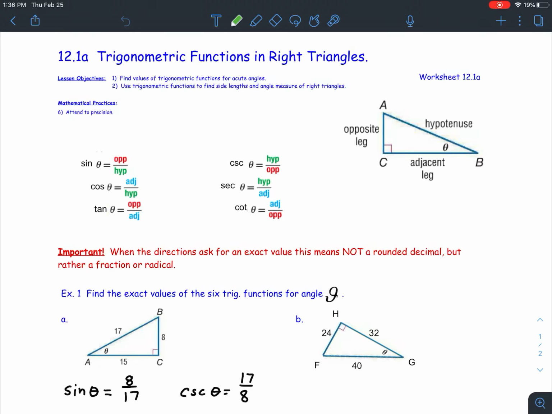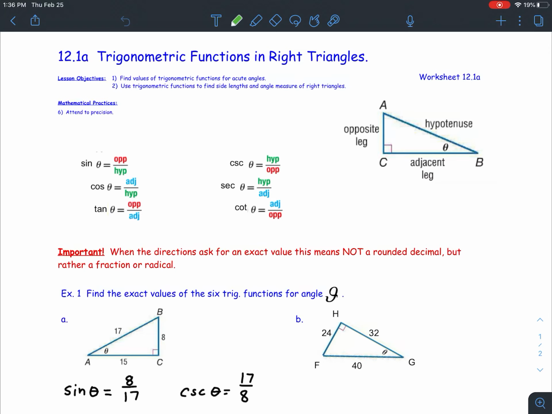Okay, we are going to start chapter 12 here today. This is the chapter on trig functions. And this particular lesson should feel like a little bit of review because you would have had an introduction to at least some of this material in geometry.